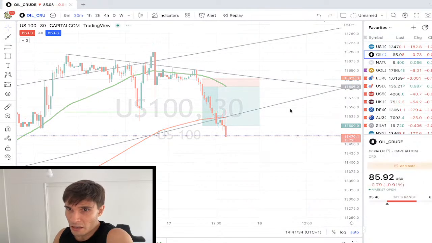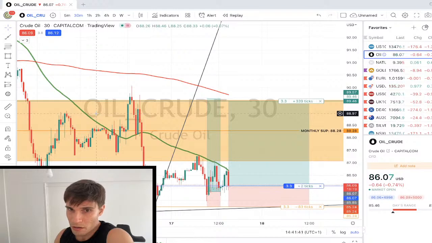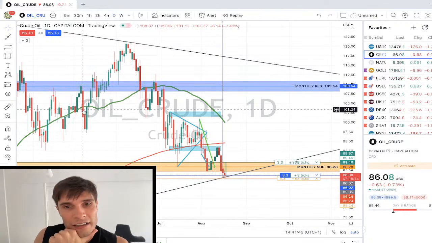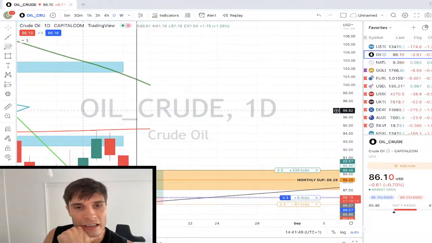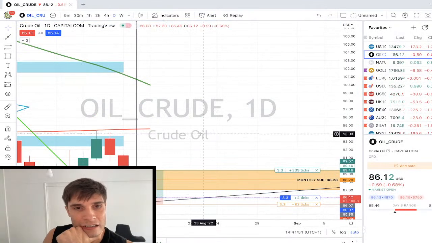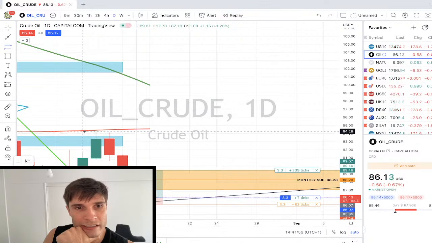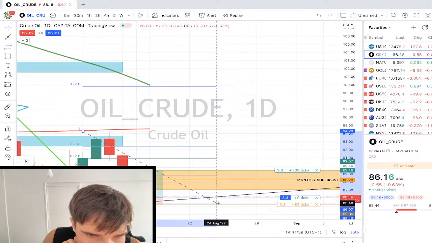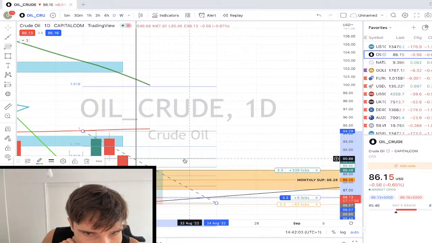So oil is, so this is the trade we're on with oil. Let's jump to the daily and let's see how much potential oil could see today. Let's grab a Fibonacci retracement tool and see how much potential we could really see today. So if the low is there, we could see 90.88.